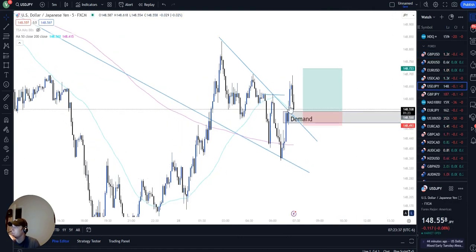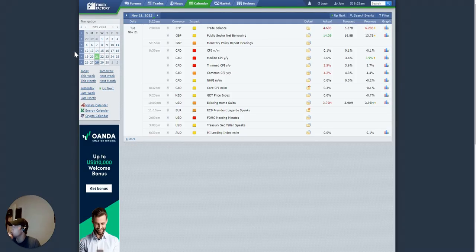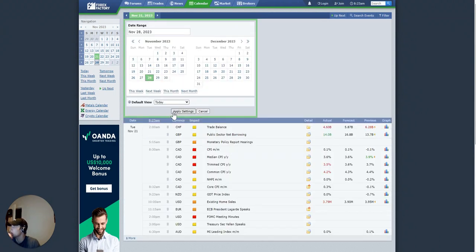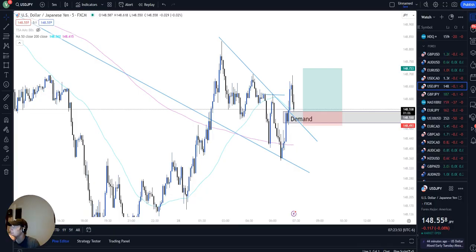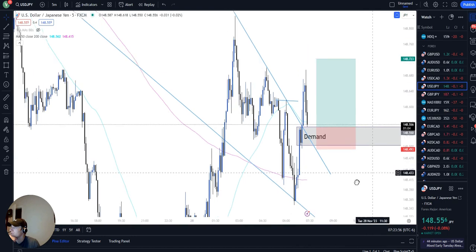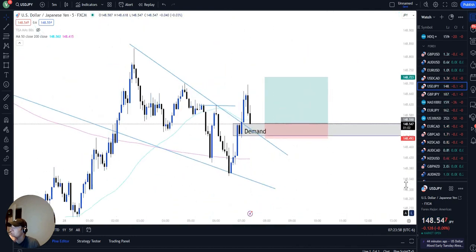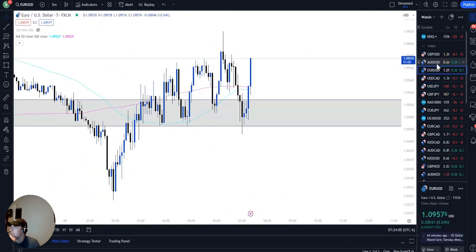So maybe, let's see. Did we have news come out? Always check news just to be safe. All right, we've got consumer confidence at 10, so that shouldn't affect anything right now. That's interesting, but these pairs are flying.